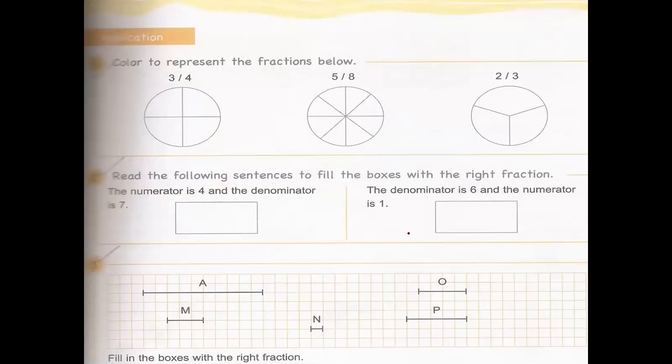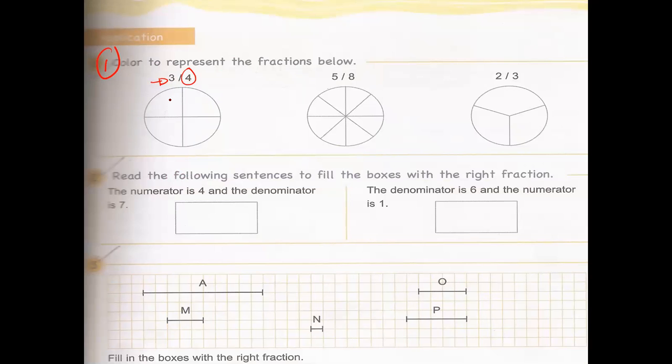Okay. Let's do exercise 1. Color to represent the fractions below. 3 out of 4 means this circle we divided into 4 equal parts. The total number of equal parts is 4, because the denominator 4 represents the total. The 3, the numerator, represents the number of colored parts. So we will color just 3.